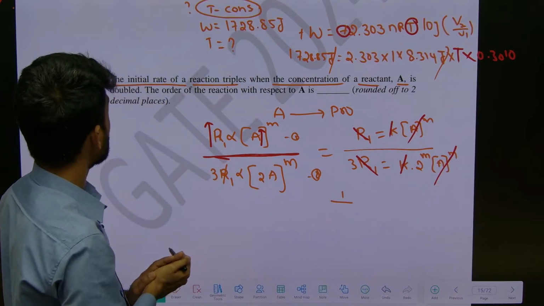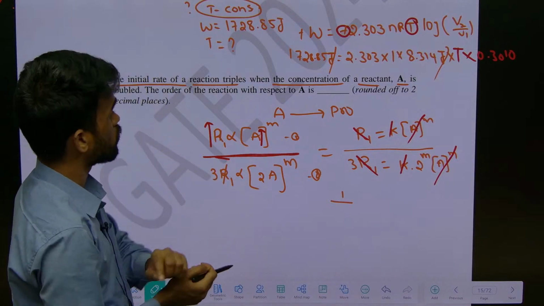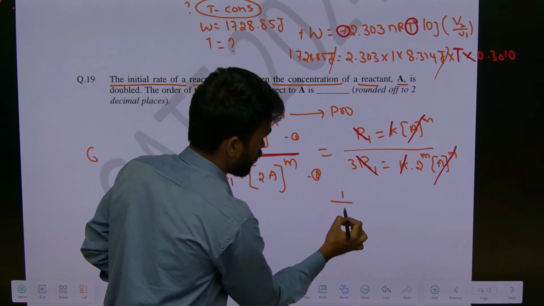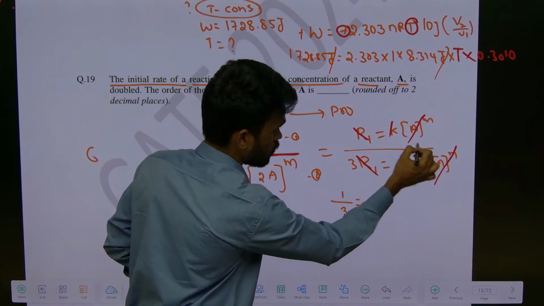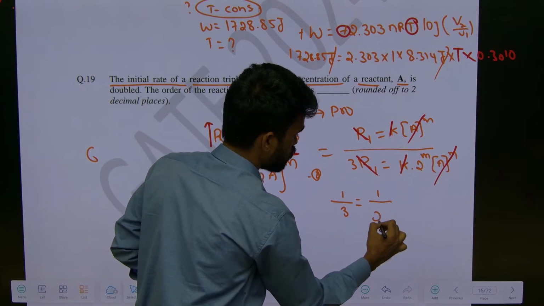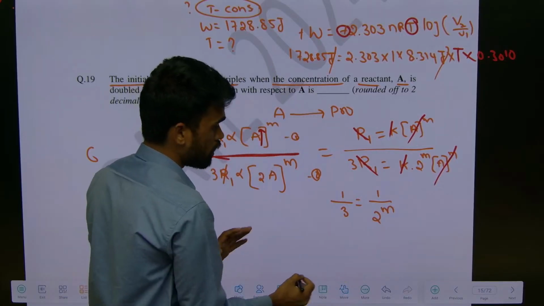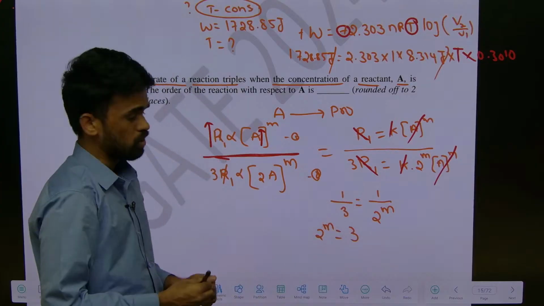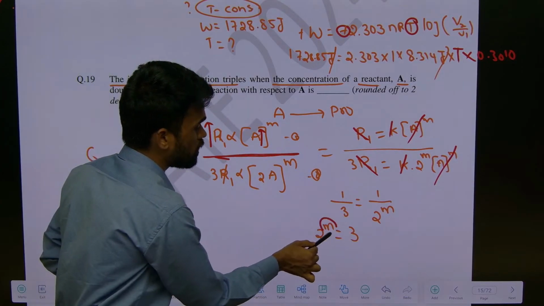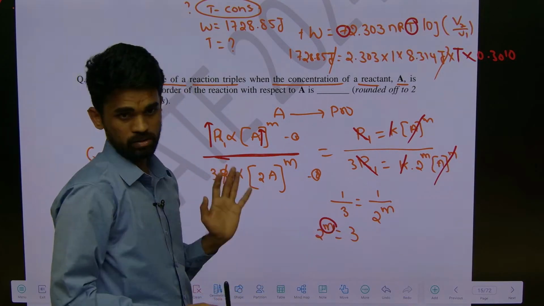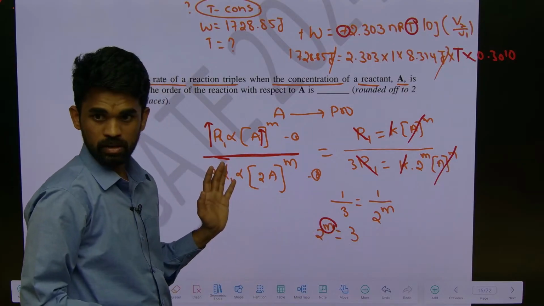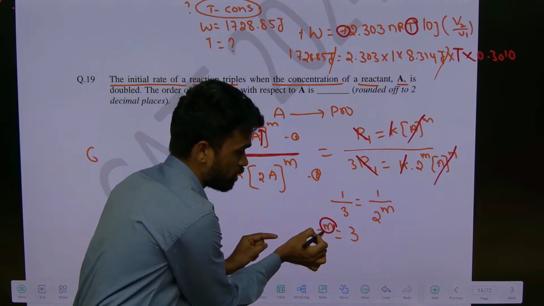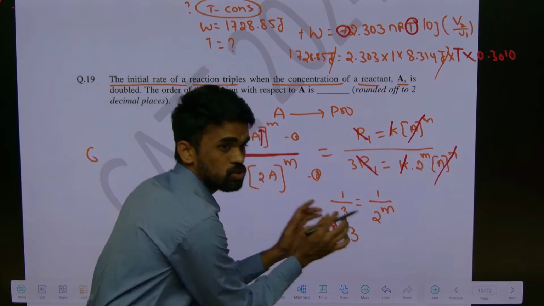What they are asking is the order of the reaction. Only the order of the reaction they are asking, no? So it's easy. 1 by 3 equals 1 by 2 power m we got. So I can write 2 power m equals 3. What is the value of m I can place to get this answer? I should put a value in the place of m so that it equals 3.